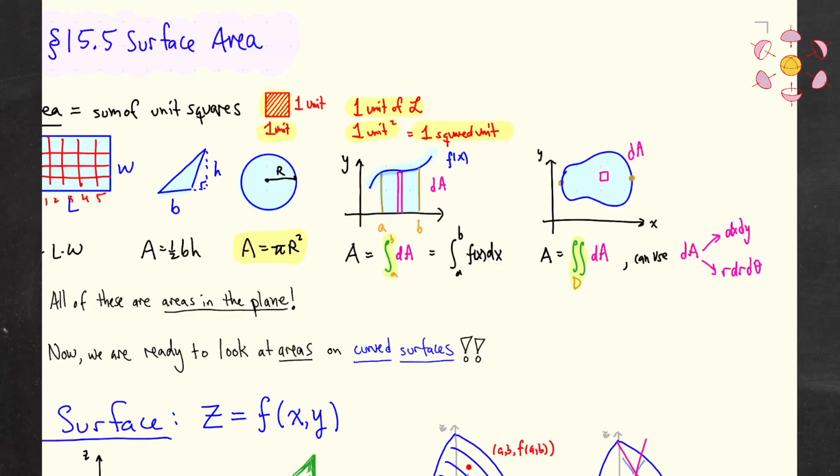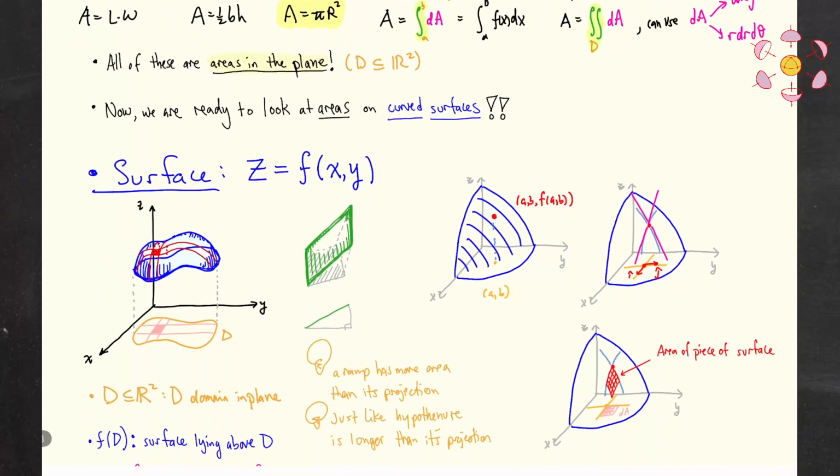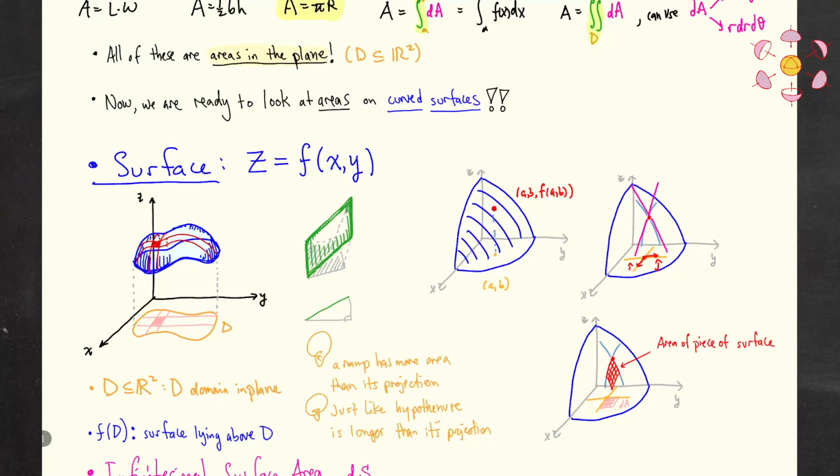These are, of course, areas of planar regions. In the notation, usually I'll use D for a planar region in R2. Okay, so our goal now is to generalize this even further to curvy things. So our goal is to look at curved surfaces.